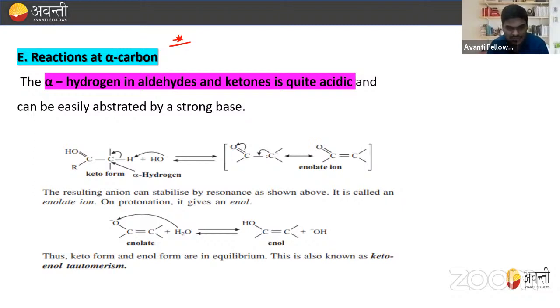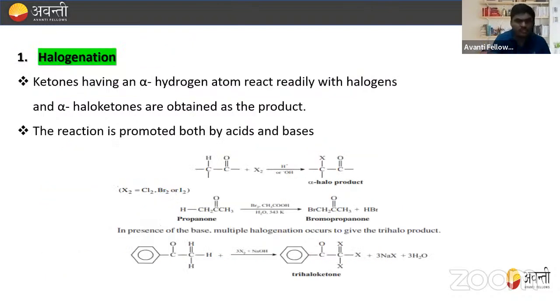The resulting anion can be stabilized by resonance as shown above. This is called an enolate ion. On protonation, it gives an enol, right? Thus, the keto form and enol form are in equilibrium. Thus, it is also known as keto-enol tautomerism.